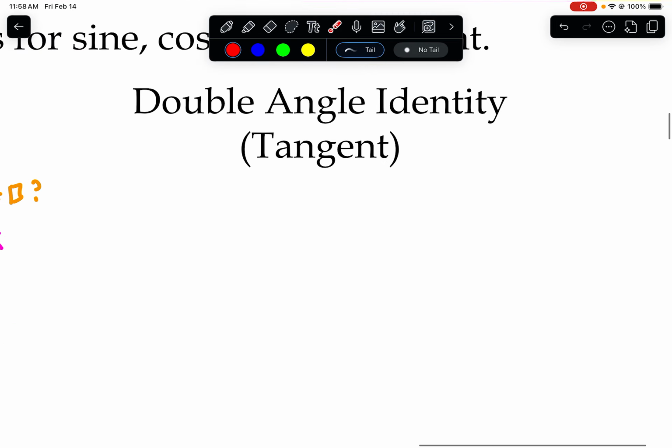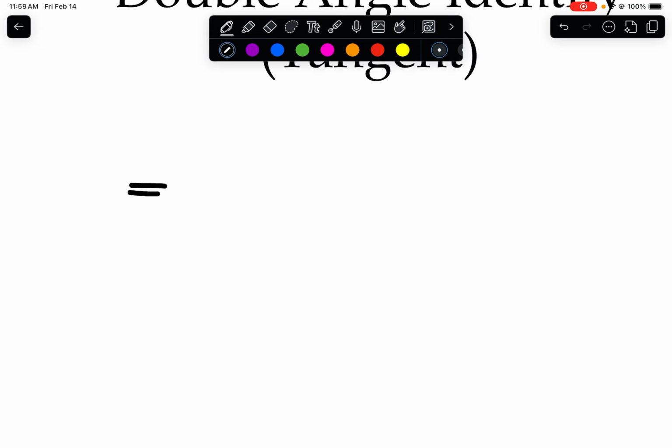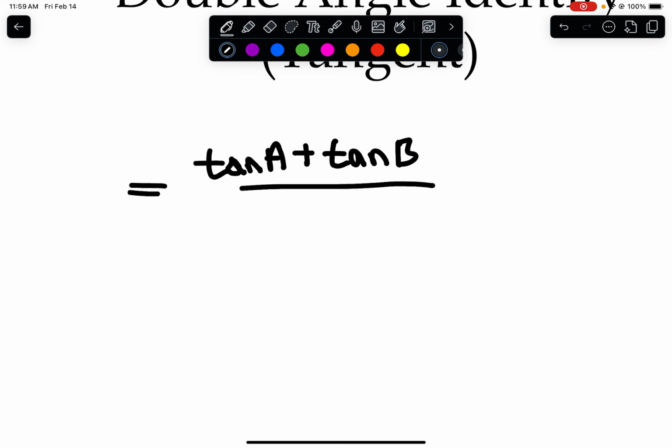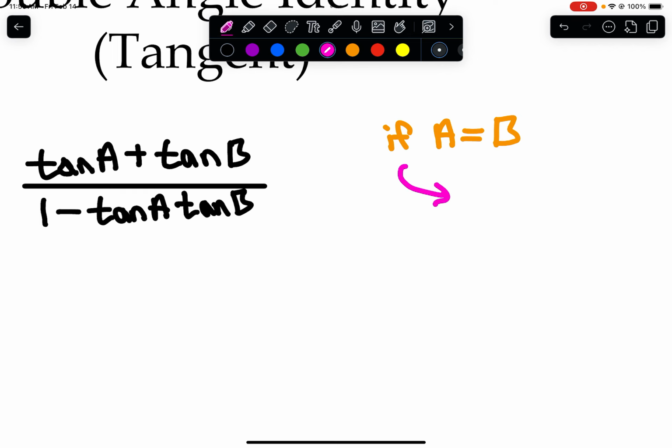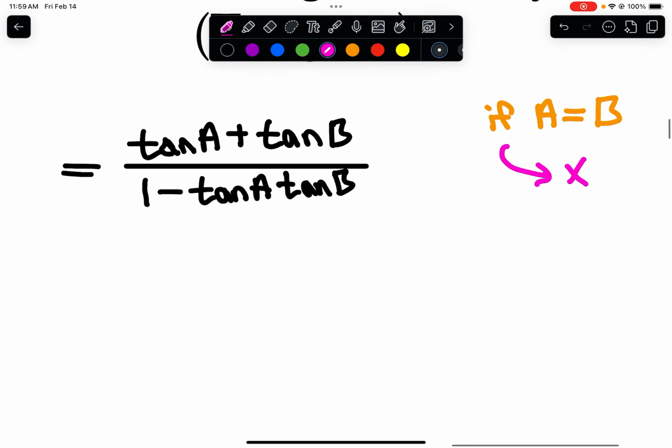Now, same idea over here with double angle identity for tangent. So with tangent, I'm going to write down the identity first of the summation. So we have tangent of A plus tangent B, and then that's going to be all over 1 minus tangent of A times tangent B. So what's going to happen, once again, if my A value is going to be equal to my B value, then I'm going to replace it with just a variable x, just to say that they're the same thing.